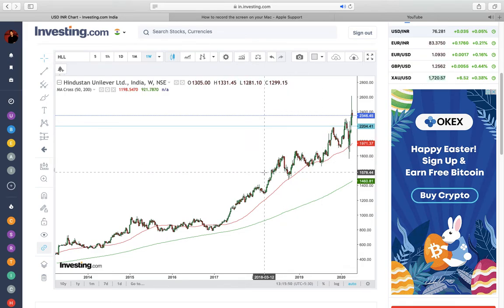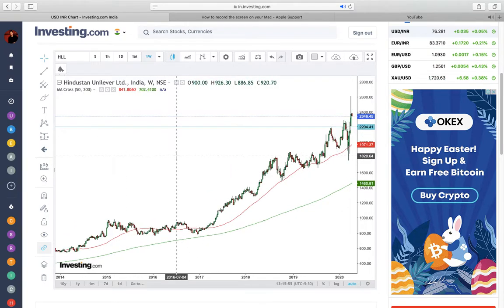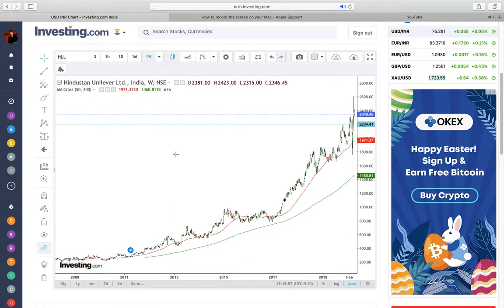Alright, so we'll get started. I've set up the HUL weekly chart, and a simple question that I want to ask the viewers is: is this up or down? Take your time, think. If you said up, then you are intuitively correct.